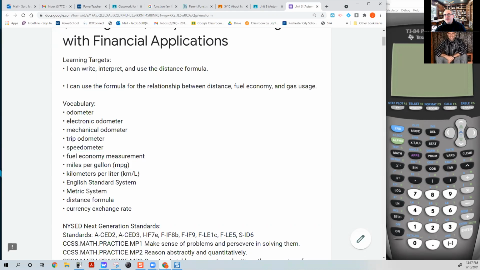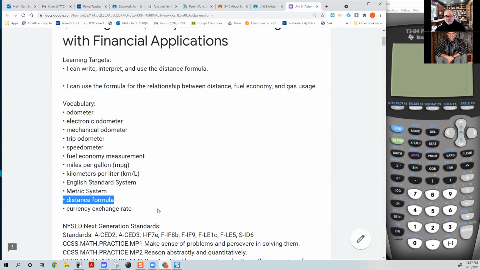We'll also be looking at kilometers per liter, right? How many kilometers can a car travel on 1 liter of gasoline? We'll be talking about the English standard system. This is the standard unit of measurement we have here in the United States. Everywhere else in the world uses the metric system, which makes a lot more sense and has a lot more predictability and standardization.